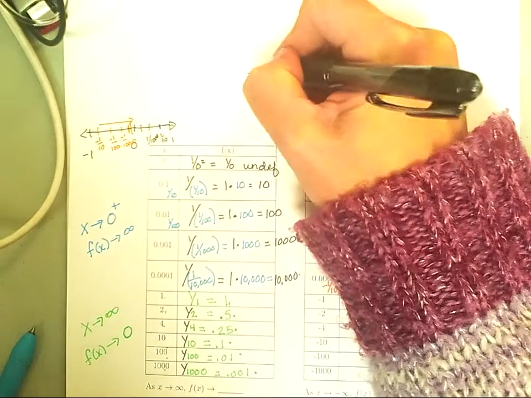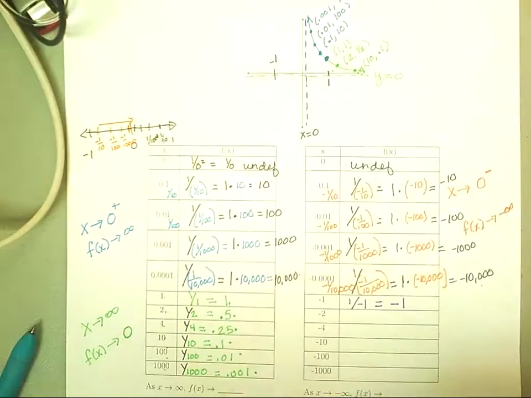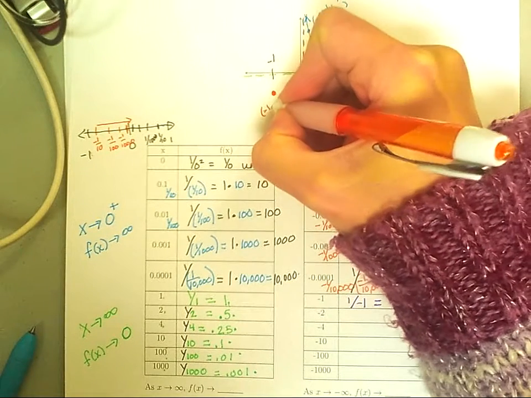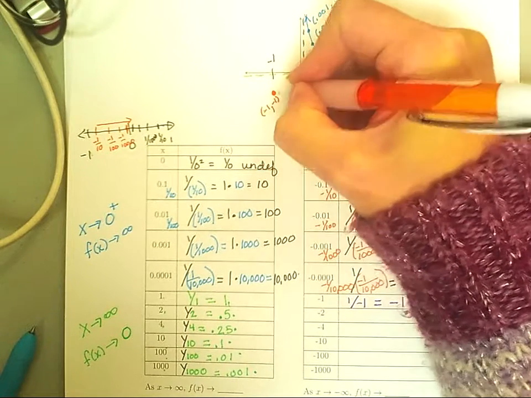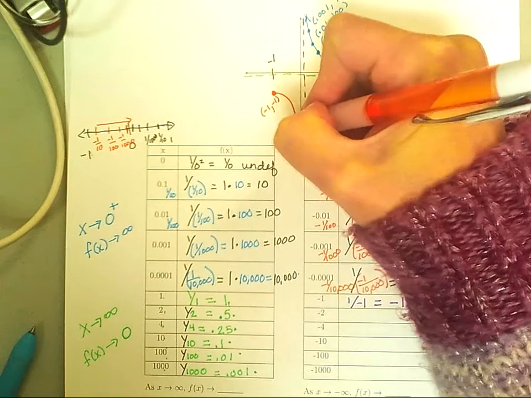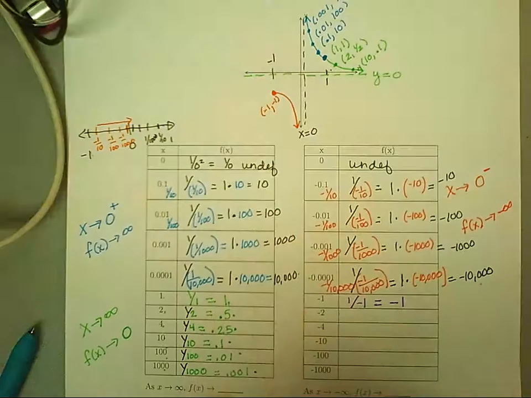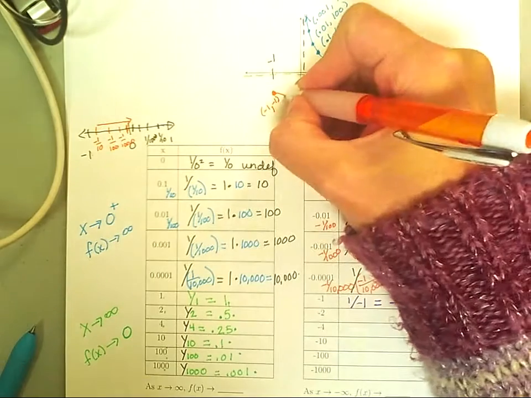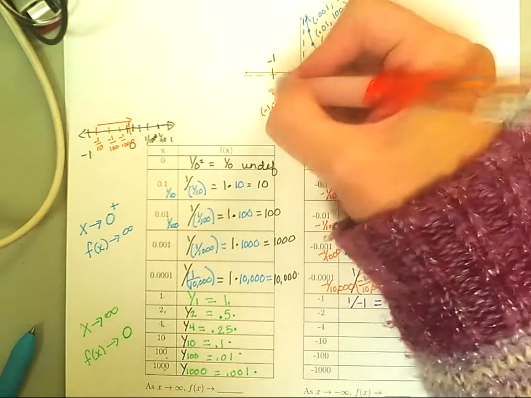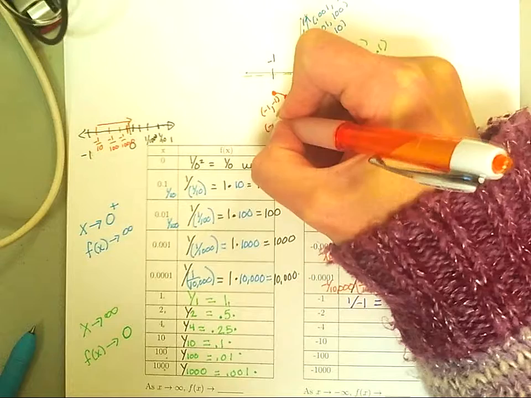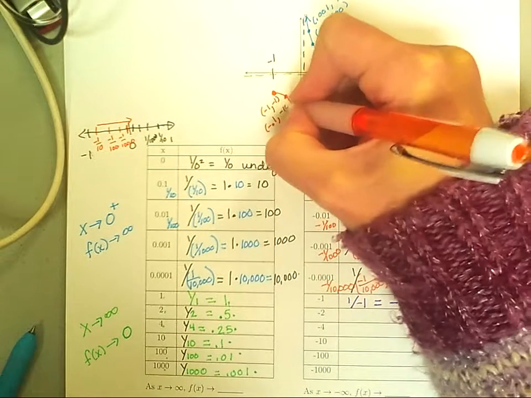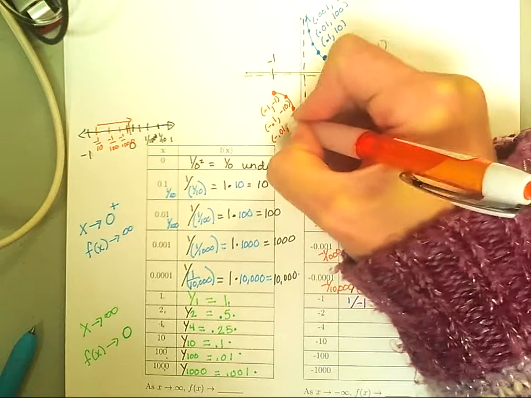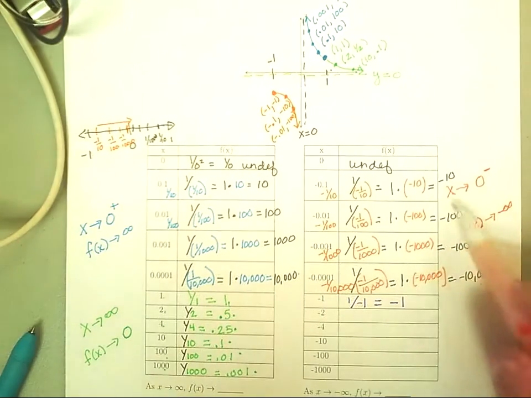So let's say this is negative 1. Then this is the point negative 1, negative 1. What's happening as I get closer and closer to 0 is the function is approaching negative infinity. And we can put in a few points here. So this would be the point negative 0.1 comma negative 10. And down here we could say negative 0.01, that's negative 100, etc.